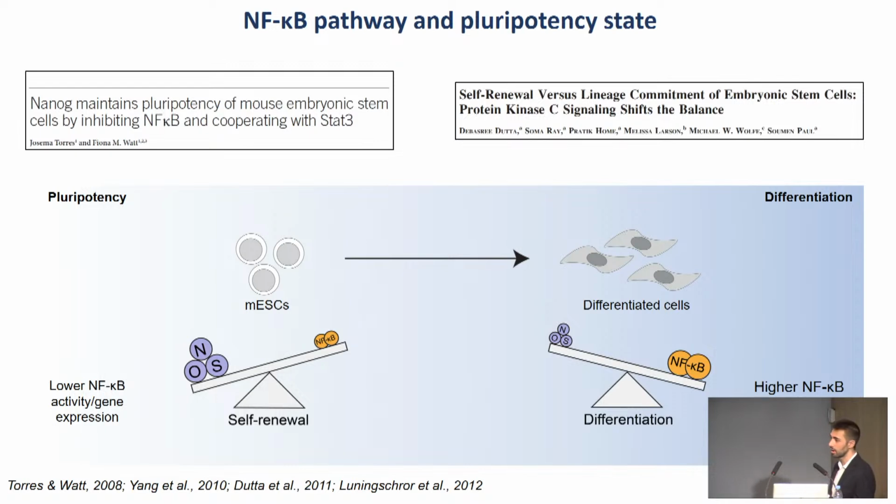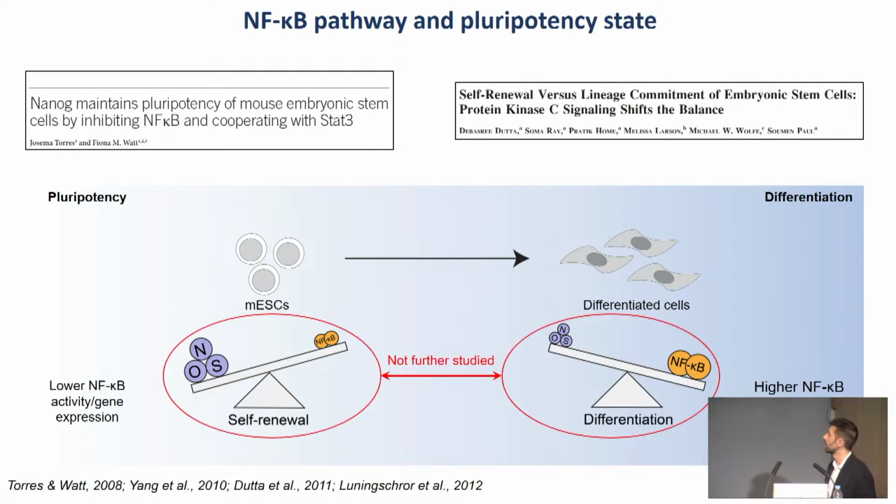And the other way around, when they overexpressed these different NF-κB transcription factors, such as RelA, RelB, or Rel, it was enough to directly inhibit the pluripotency genes and also cause a loss in self-renewal and pluripotency. However, the interplay between these two pathways, NF-κB and pluripotency, has not been further studied.